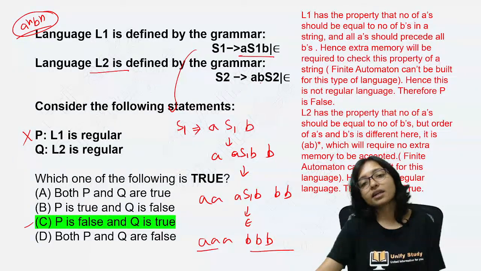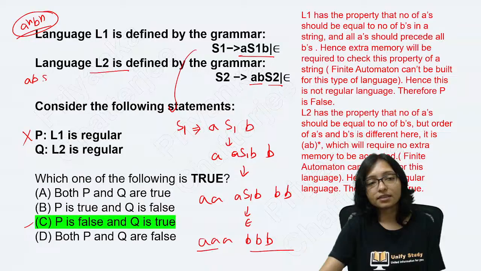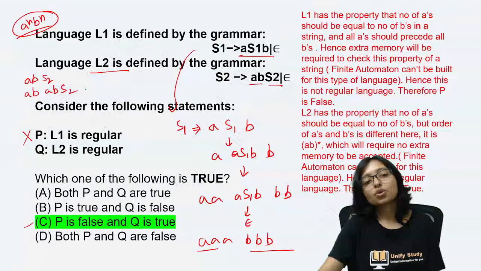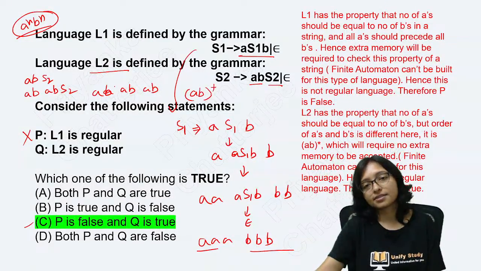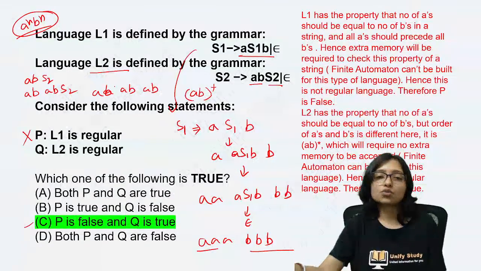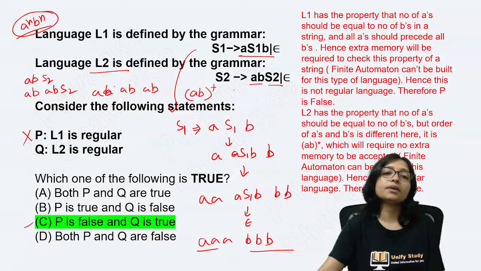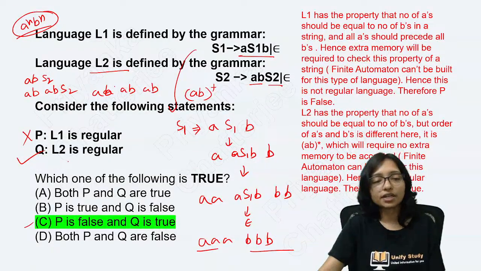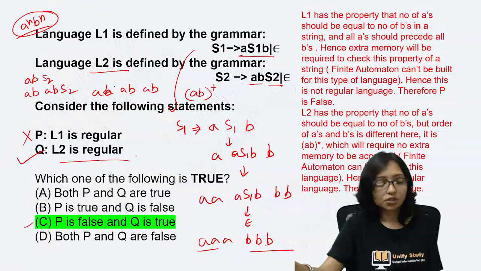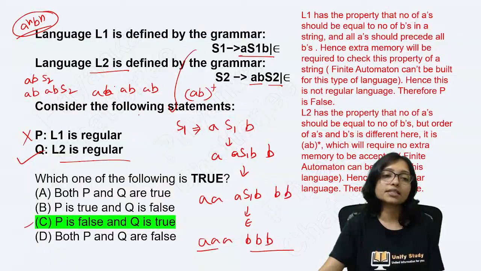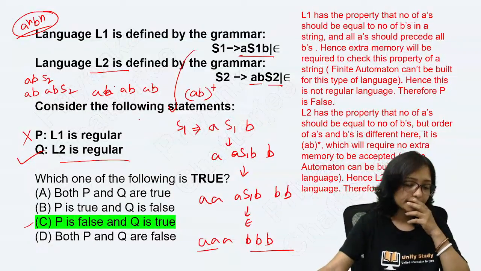L2 is generating what type of language? AB, then S2 is repeating. So I will do AB, then S2. From here again AB, then S2. So it will be like AB, AB, AB. So it is like (AB) plus: AB, AB, AB, AB, like that it will be generated. So for that I will be able to generate it with a regular means finite automata. So that's why L2 will be regular, but L1 is not regular.